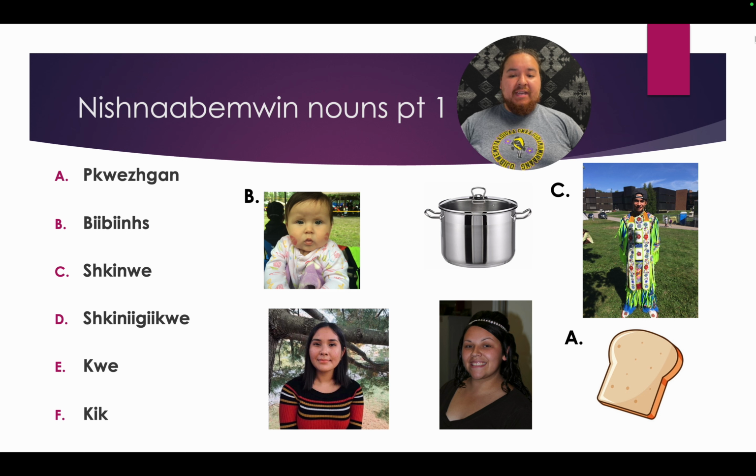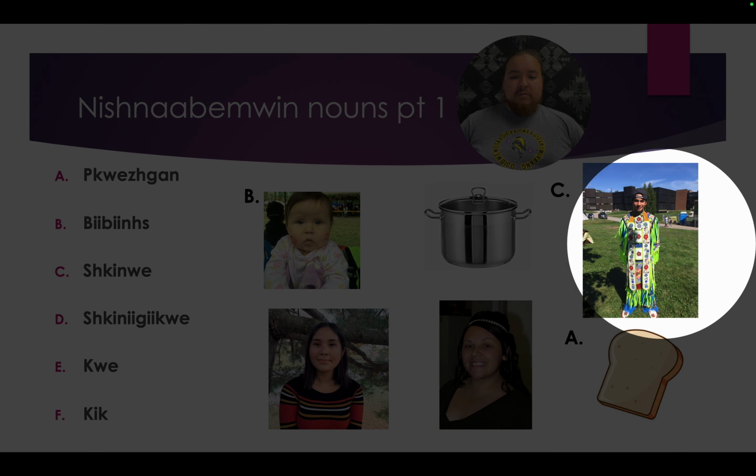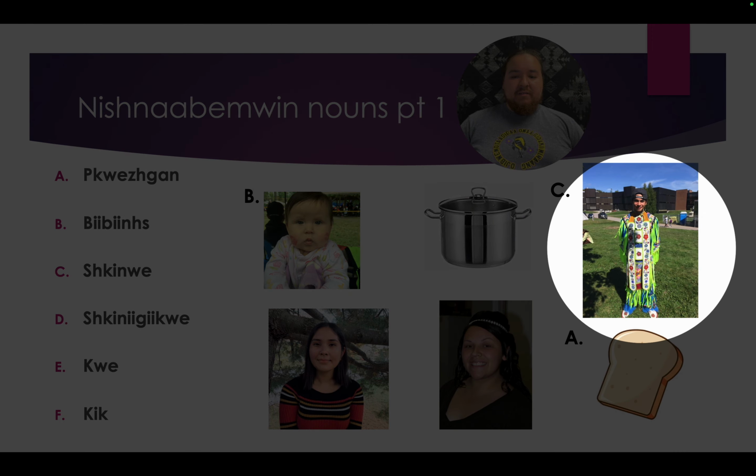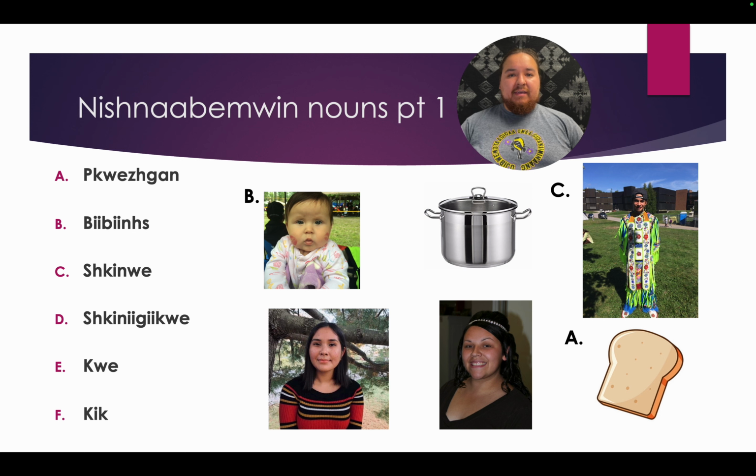Shkinwe means young man, as indicated by the grass dancer here. So we have a grass dancer here, and this is usually a male dance. Next, we have shkinigikwe. And this word means young woman.